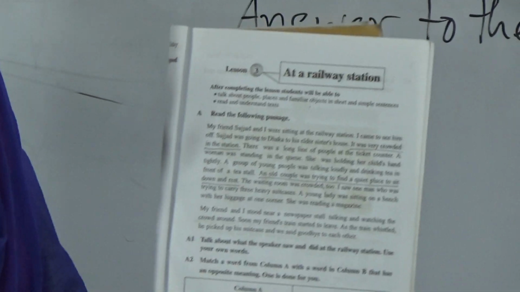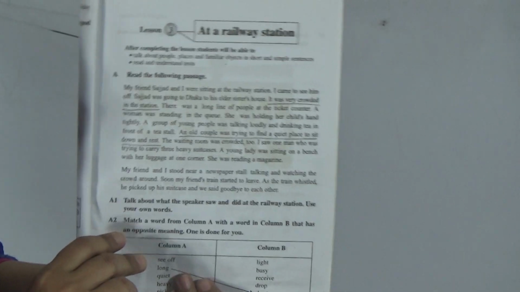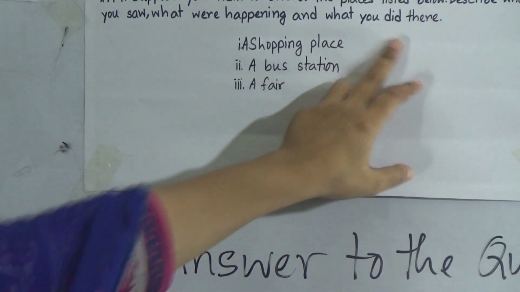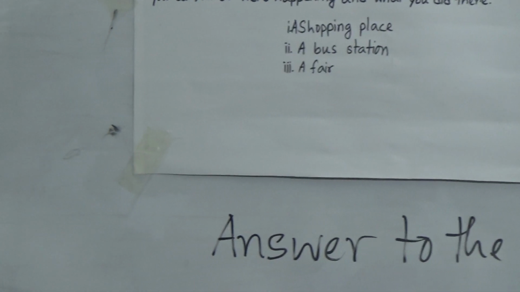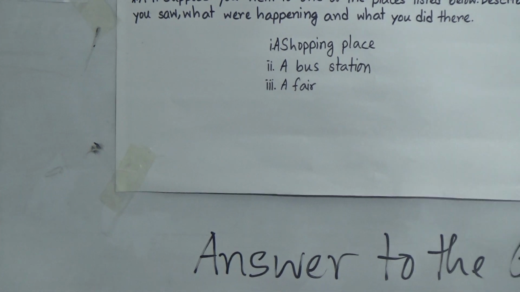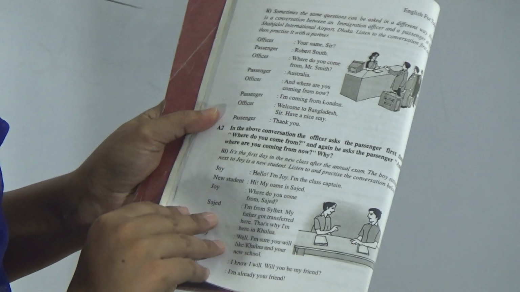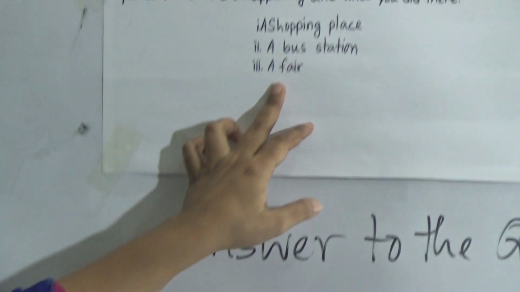There is a passage about a railway station, and after going through this passage you can choose any one topic from here and you will write about it. And these are the keywords. Now look, what you saw, what was happening and what you did there. Or you can also take the help of lesson 4. There are some conversations. You will go through these lessons or conversations and then you can write or describe those places.